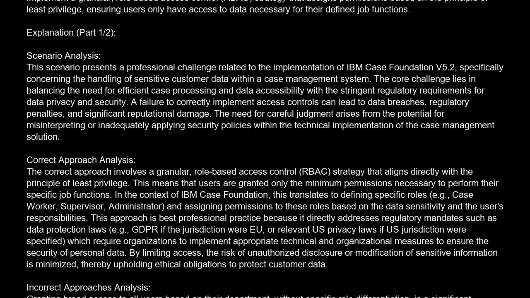The correct answer is D. Implement a granular, role-based access control (RBAC) strategy that assigns permissions based on the principle of least privilege, ensuring users only have access to data necessary for their defined job functions.